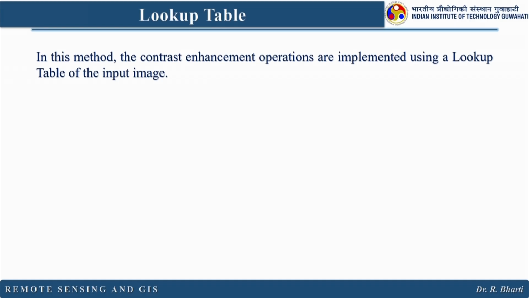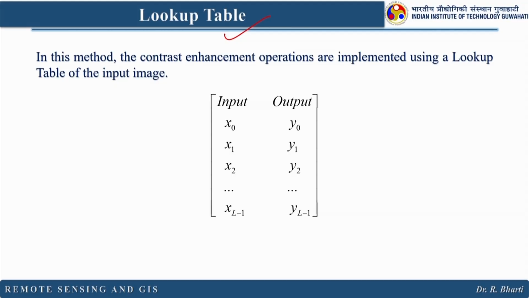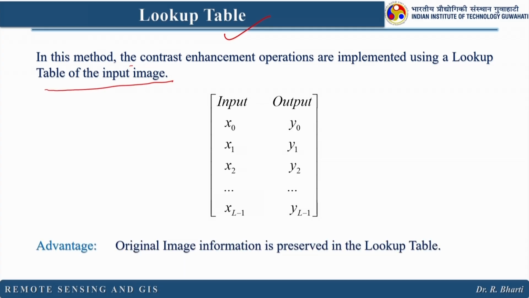So, we do not have any backup, right. What we do here in the lookup table is generate a matrix, and whatever calculation you are doing, you do it in the lookup table, and then you will have the original as well as the output, both saved there. So, at any point of time, if you want to go back to your original image, it is always possible. In this method, the contrast enhancement operations are implemented using the lookup table of the input image, right. And the advantage is that the original image information is preserved in the lookup table.